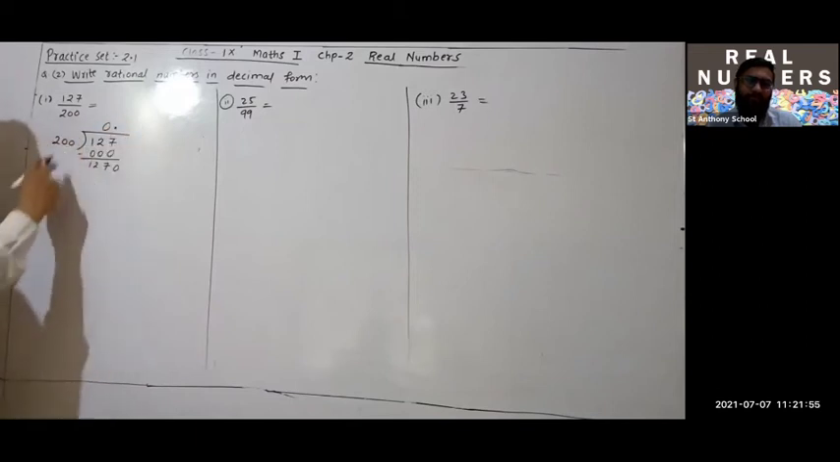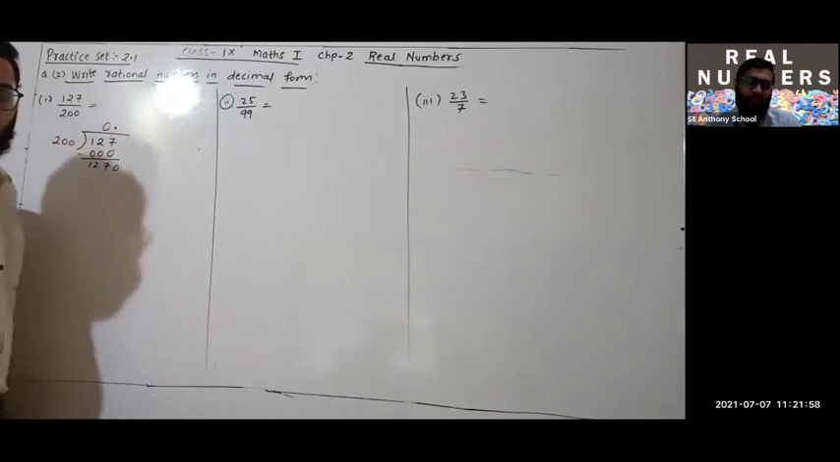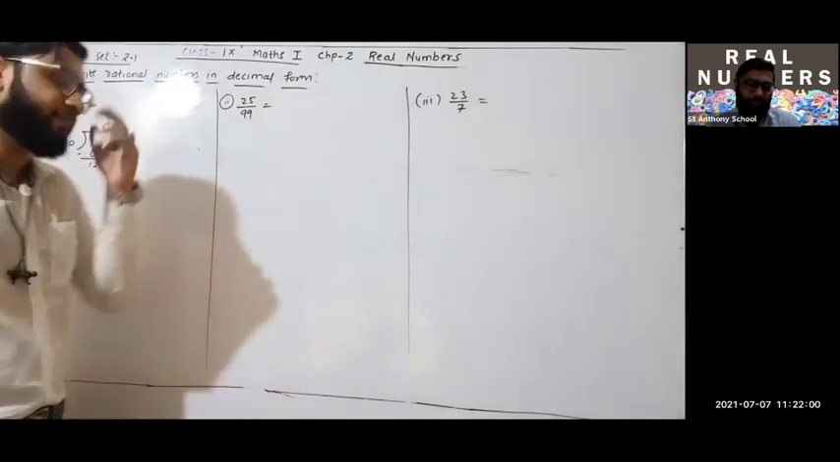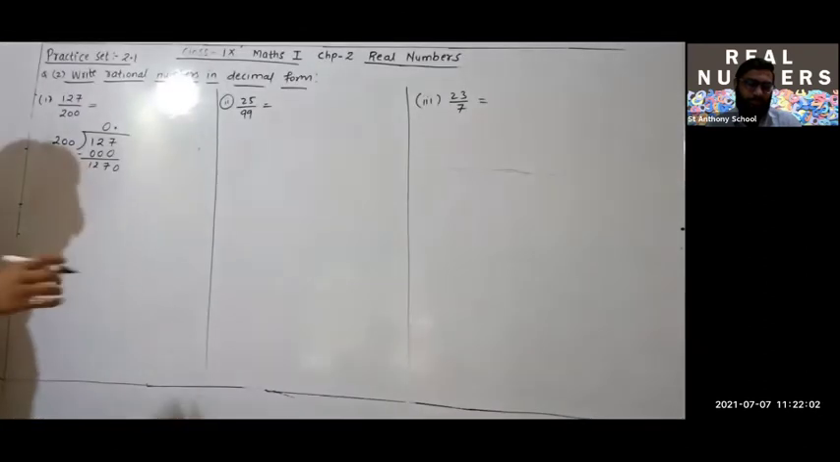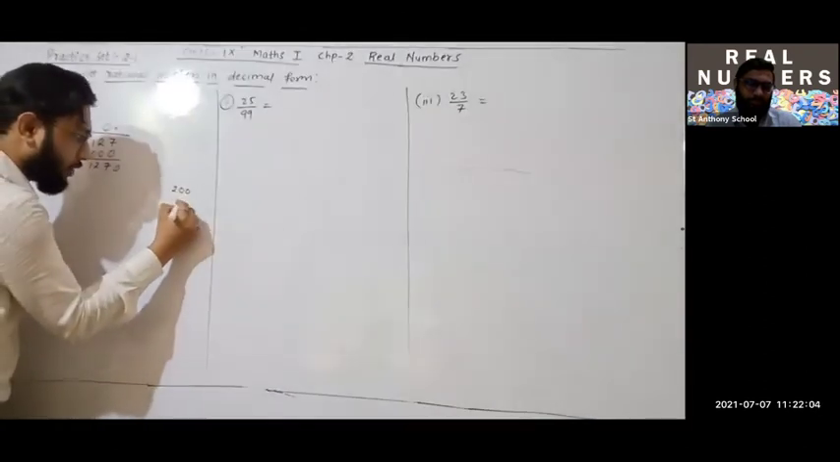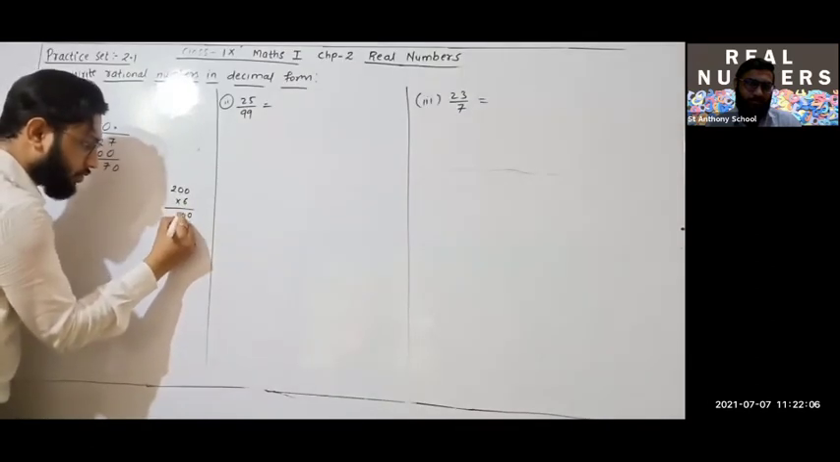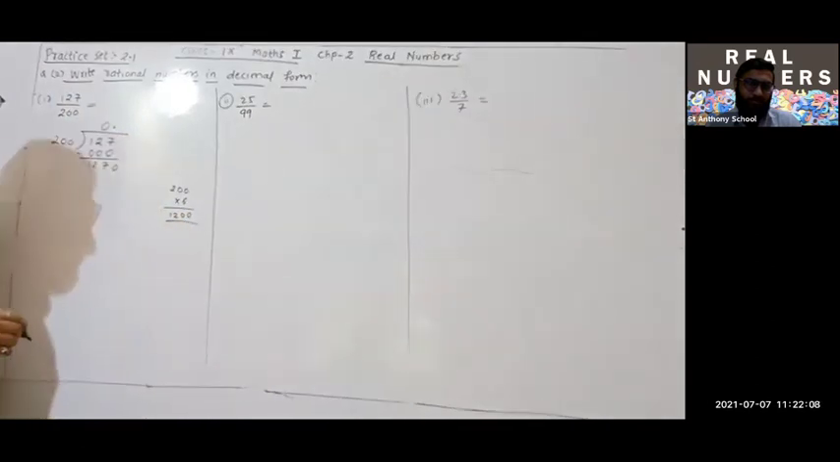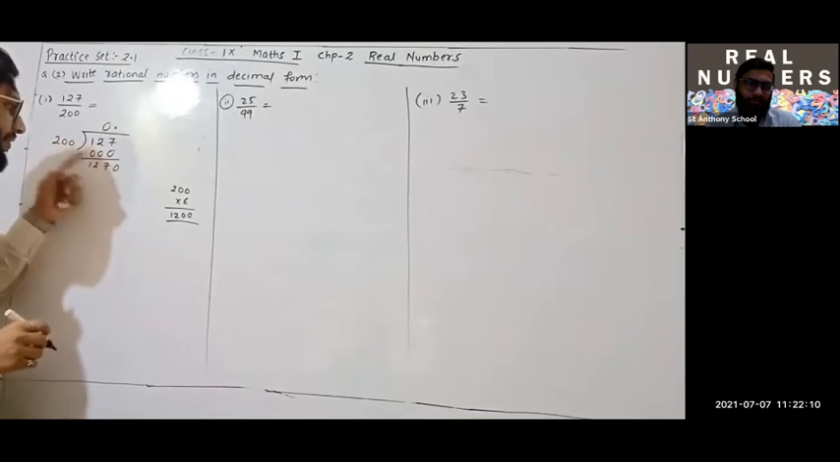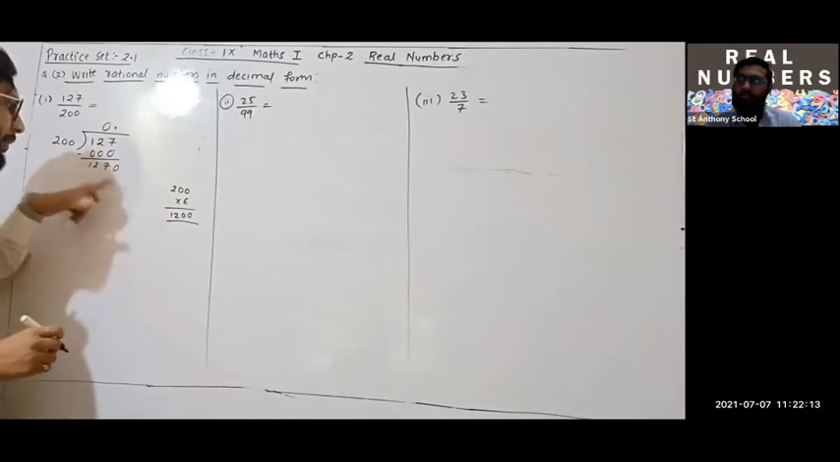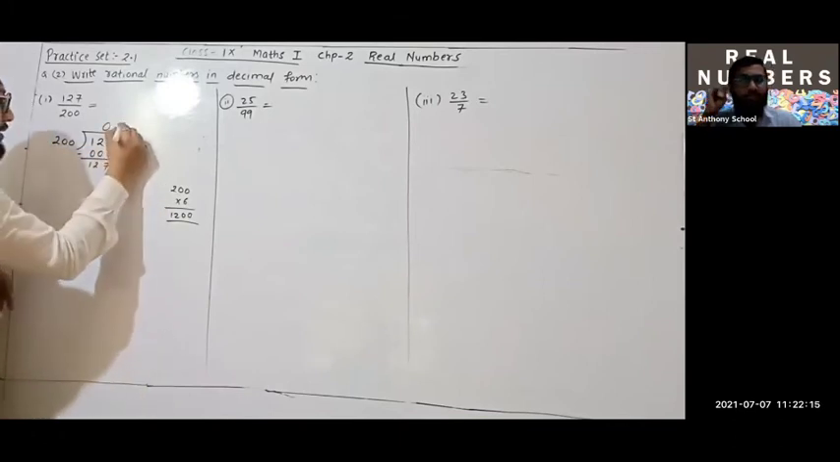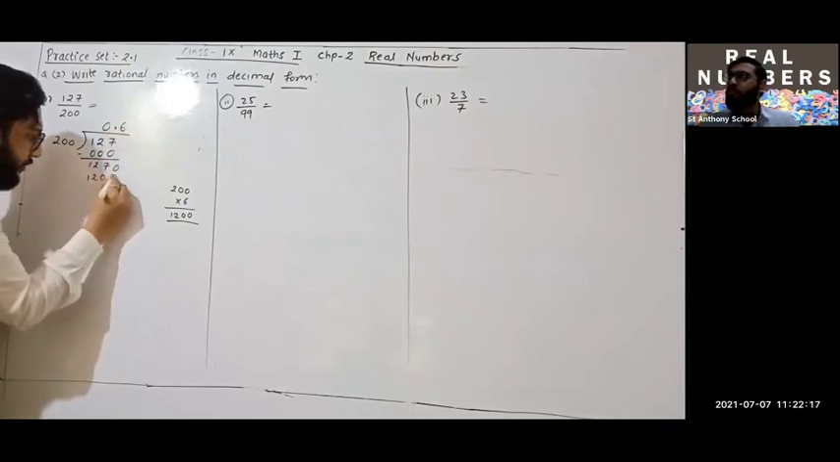Yes? Yes. Tell me. 200 और 1270. 200 5 होता है 1000. 200 6 होता है 1200. 200 6 you have 1200. Are you getting my point? 200 6 is 1200. So the nearby number is 1200, right? So you have to take 6 are 1200.